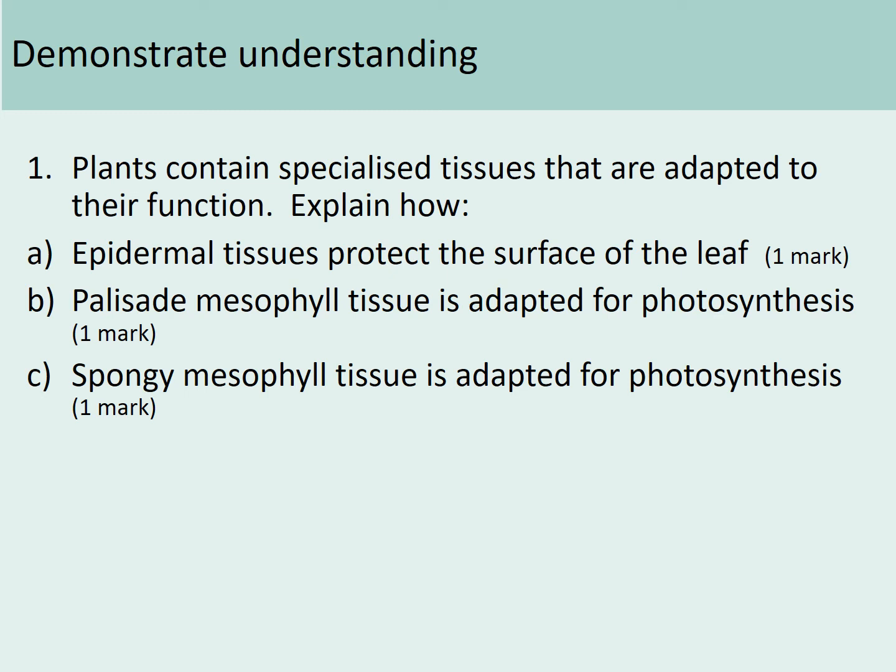The next one, palisade mesophyll tissue adapted for photosynthesis. So how is the palisade mesophyll tissue adapted for photosynthesis? Try not to have a look back at your notes on this, doing it from memory. And the last one is spongy mesophyll tissue adapted for photosynthesis. So how is the spongy mesophyll adapted for photosynthesis? Okay, so pause the video, and if we could have a go at those questions, please.